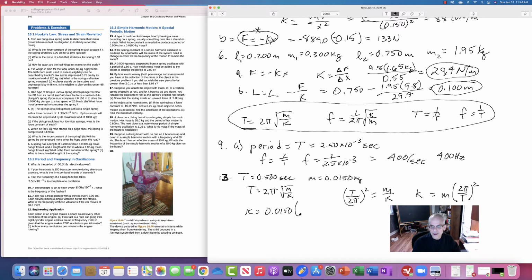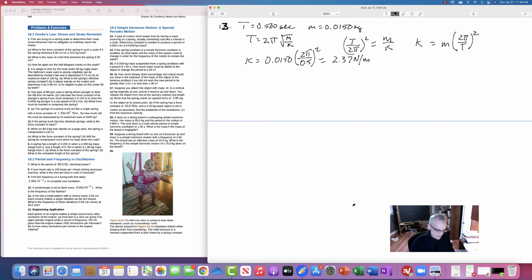0.0150, times 2 pi over the period, which is 0.5 seconds, squared, and if you do that math, you get 2.37 newtons per meter. And so that's number 13.